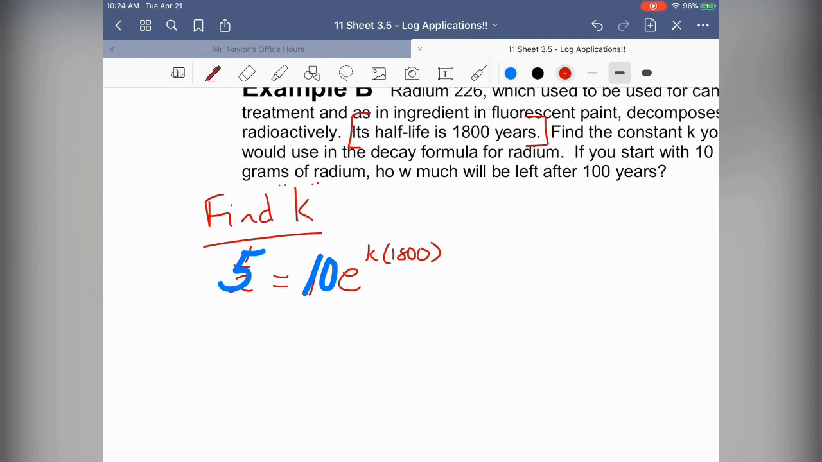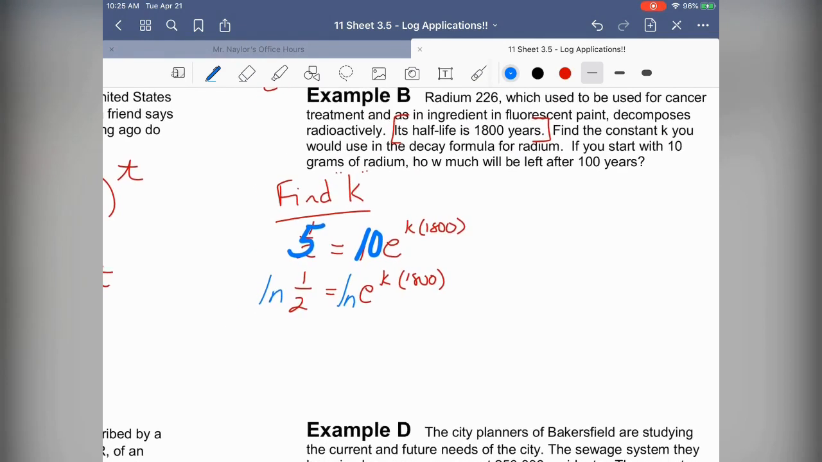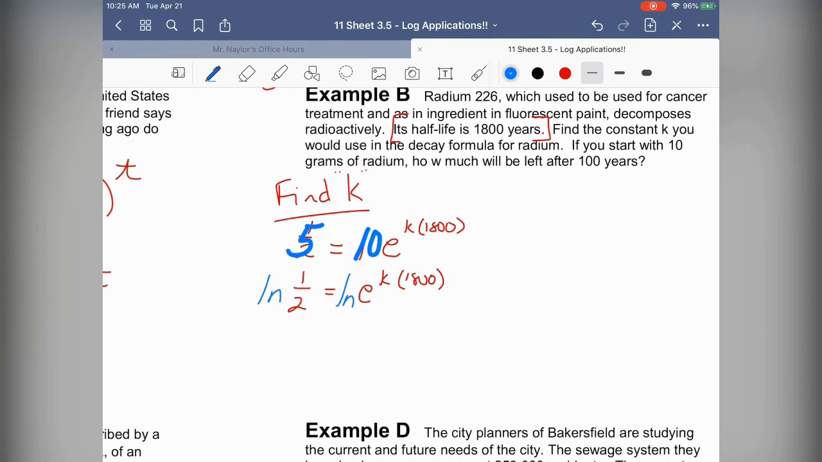But look what's going to happen after you start the problem. That's right, you're going to divide by 10, and you're going to end up with a half. So either way you shake it, this problem is destined to require us to do the ln of a half. And so I'm going to solve for k. We're going to do the ln of both sides like we've always done. And of course, we'll have to finish by dividing by 1,800.